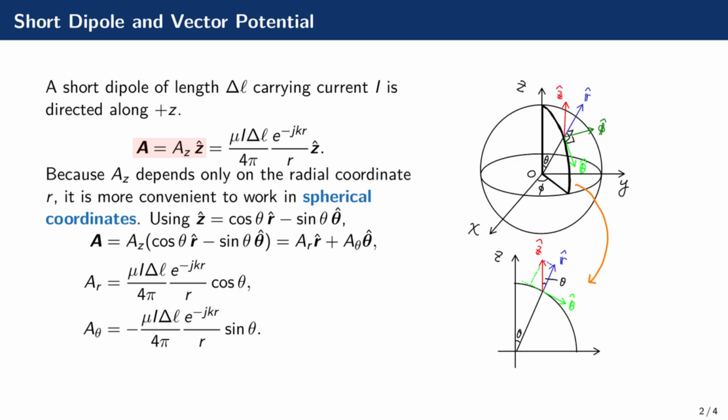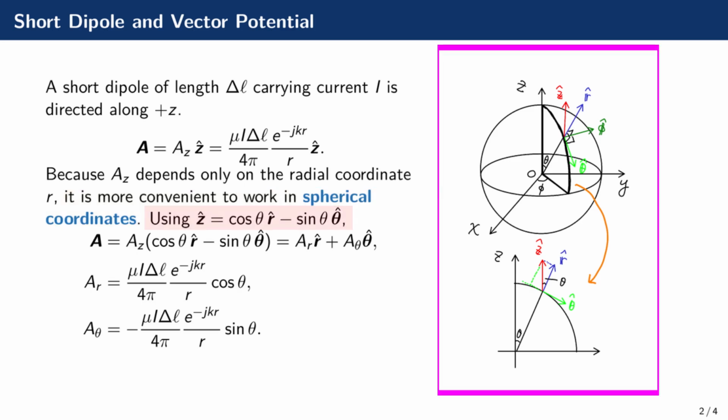The current has only the z component, so the vector potential also has only the z component. We have already obtained A sub z in the form shown here. This expression depends only on r, which is the radial coordinate in spherical coordinates. Therefore, it is more convenient to carry out the differentiation in spherical coordinates rather than in Cartesian coordinates.